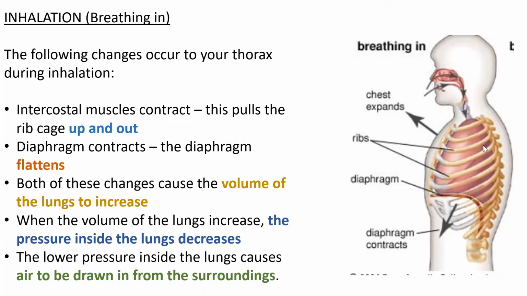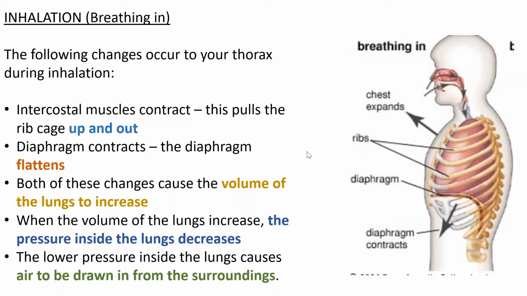The pressure decreases, and it draws air in from the surroundings into your lungs, because the pressure will be higher out here than it is inside. So it draws air in. So that's breathing in. Let's go over it a bit again. Intercostal muscles contract. It pulls the rib cage up and out. Up and out.